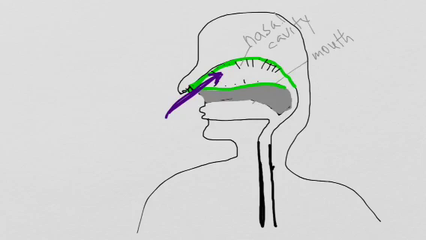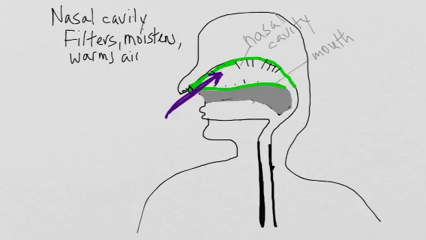In addition to being a filter, it also moistens and warms the air as it enters the body. So as that air goes into the nasal cavity, it's getting filtered and cleaned by the mucus and the cilia. It's getting warmed and moistened by the mucus. That is then going to make its way down to the actual respiratory portion of its journey.